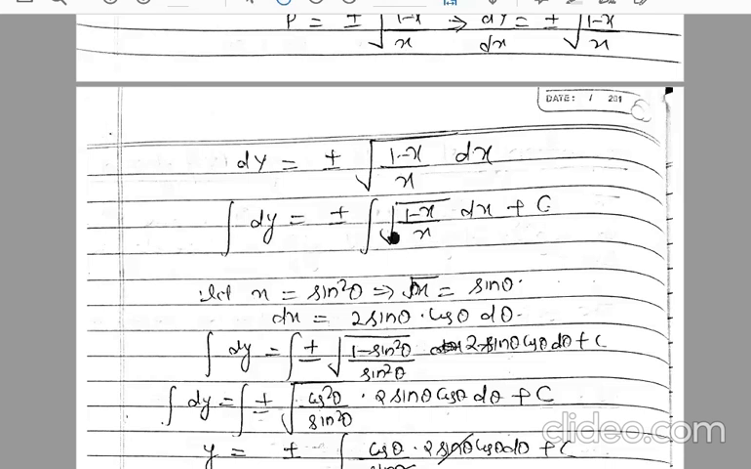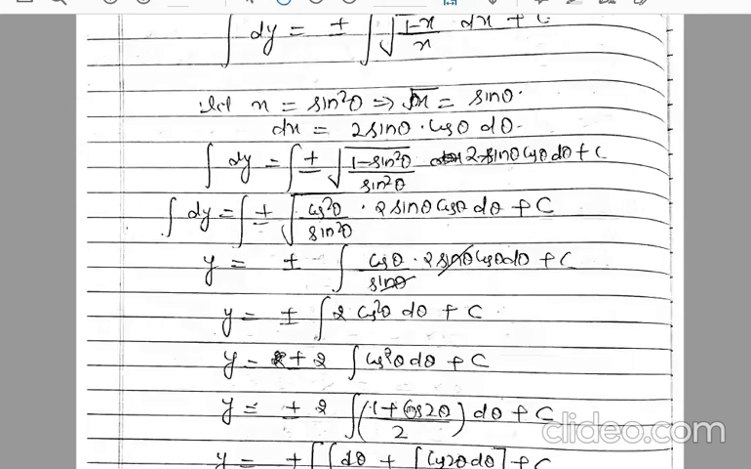Now for the integration of this one, you can integrate by your method. Otherwise you can put x is equal to sin square theta, then dx is equal to 2 sin theta cos theta d theta. Just write the value here. So dy is equal to plus minus square root of 1 minus sin square theta upon sin square theta, into 2 sin theta cos theta d theta. So 1 minus sin square theta, you know, is cos square theta, upon sin square theta into 2 sin theta cos theta. Now cos by sin you can write as cot theta. Otherwise you can cancel the sin theta, and you will have 2 cos square theta.